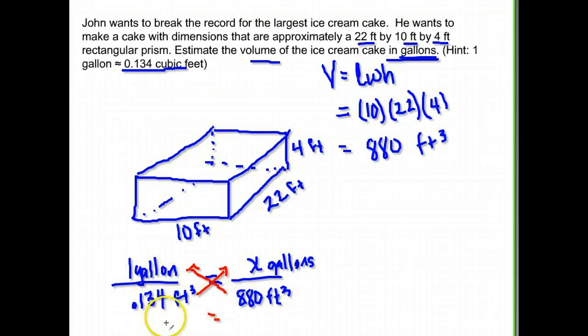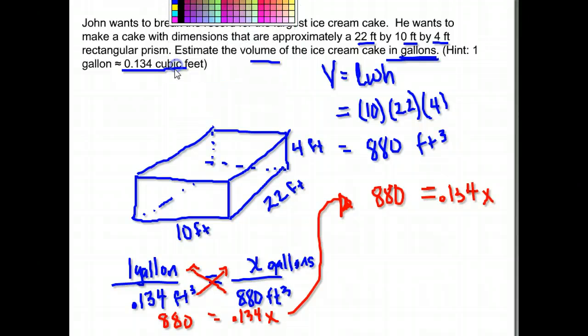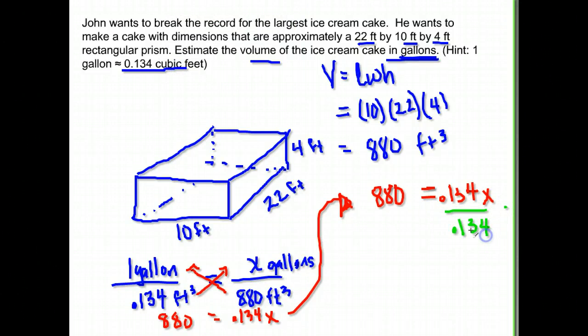So we get 880 times 1 is just 880, equals 0.134 times x. We want to solve that. So what would we do to solve it? I'm going to move it up here. Sorry, I ran out of room. But we get 880 equals 0.134x. And we want to find out what x is. How would we solve that? Well, it's times 0.134, so we need to do the opposite and divide by 0.134. When we do, we get an answer for x. It is 6,567 gallons. That is a lot of ice cream.